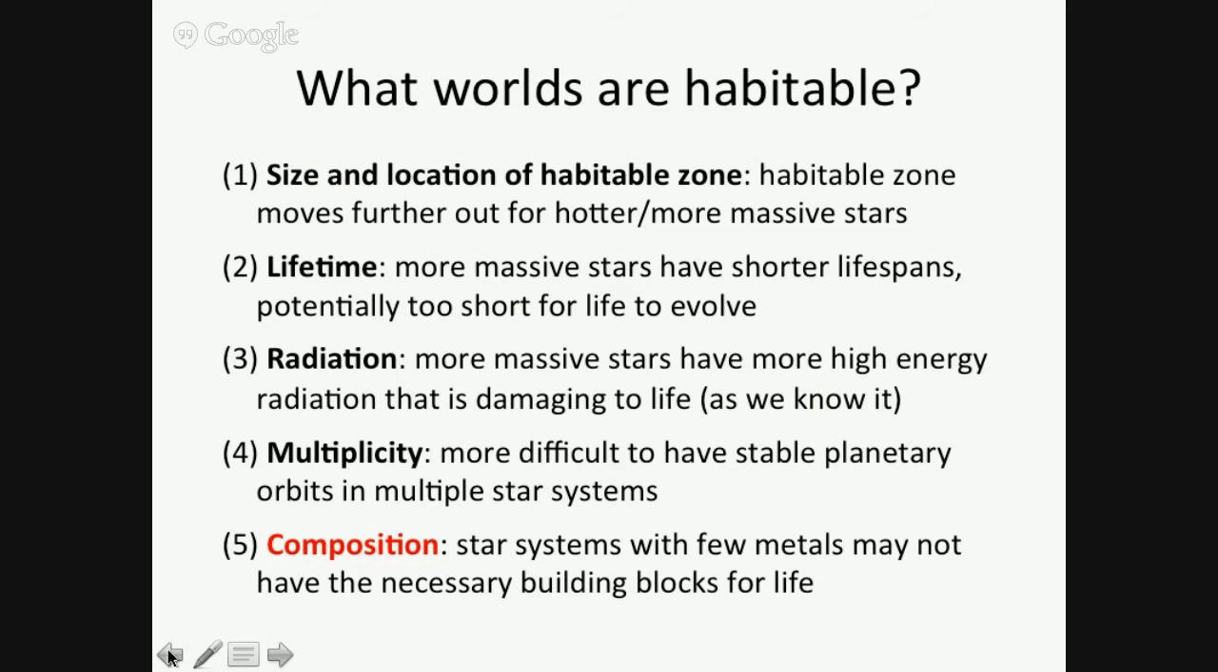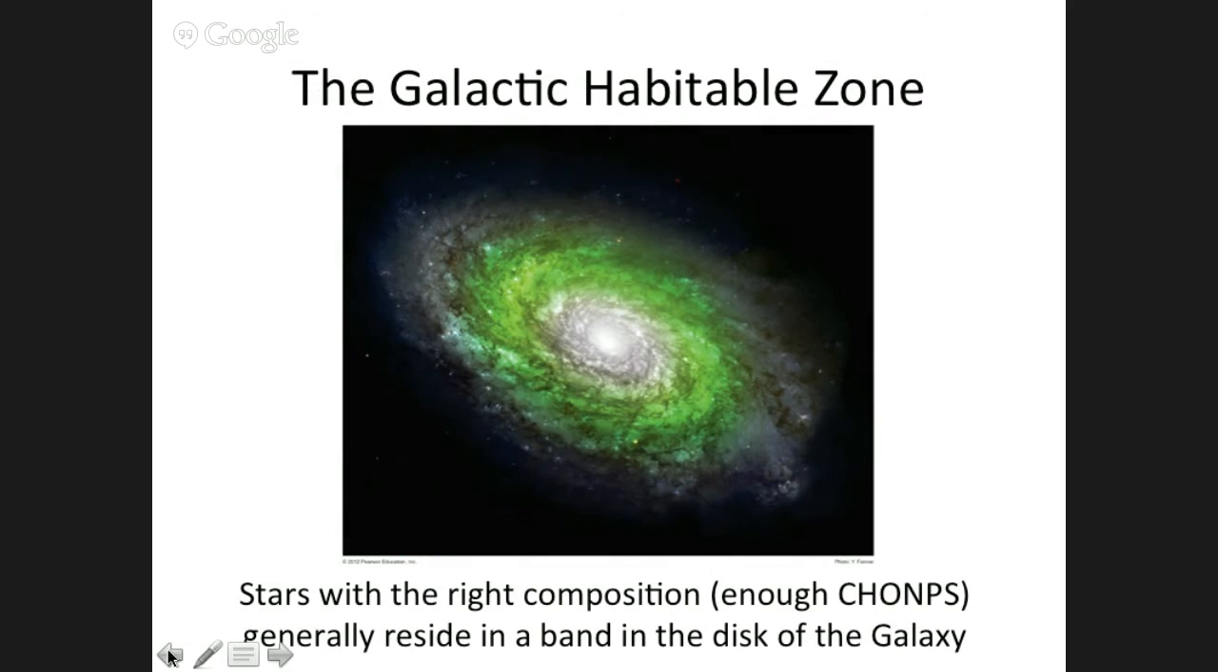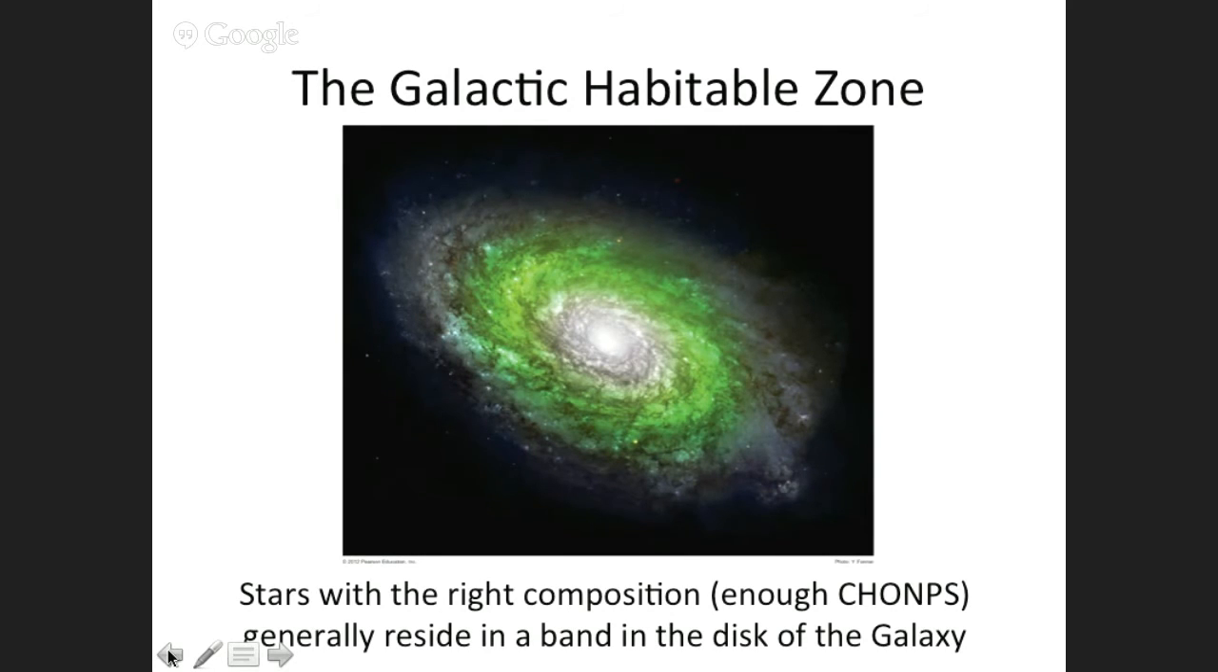The last point is that the other elements of life that we need are these special elements: carbon, hydrogen, oxygen, nitrogen, phosphorus, and sulfur, right? 98% of the elements that make up life. And we've seen why those elements are so important in life. But it turns out that the distribution of those elements is not uniform throughout the galaxy. There's something that's known as the galactic habitable zone. It's sort of a ring around the galaxy where the abundances of elements seem to be just about the same as the abundances of elements in our sun.